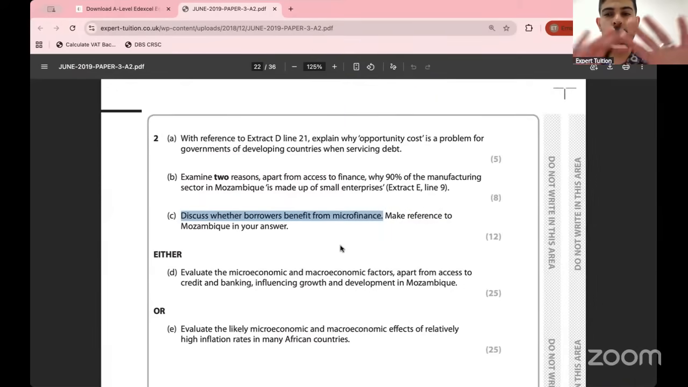Let's go. The topic sentence will be this. One way in which borrowers benefit from microfinance is that their profits are likely to rise. Okay? That is a nice, clean topic sentence. It clearly tells the examiner what your point is.